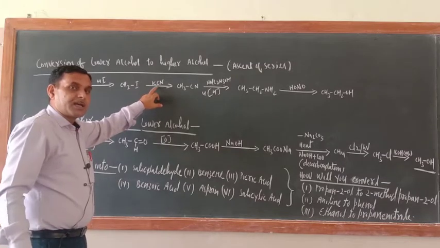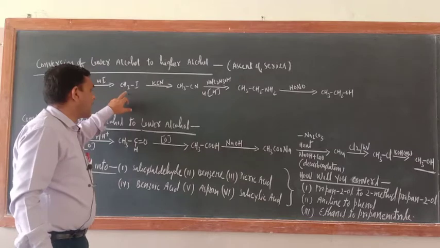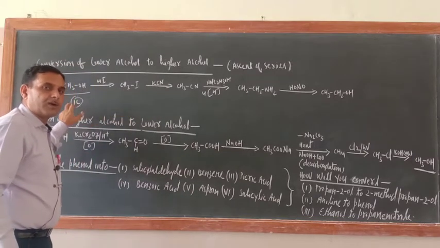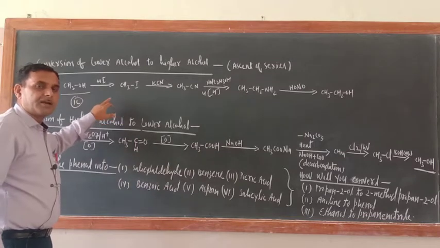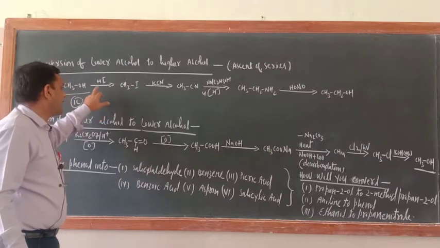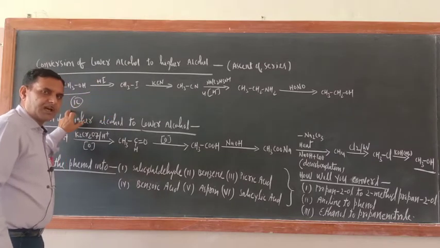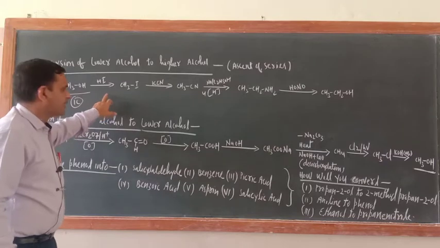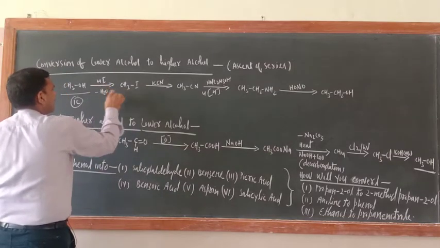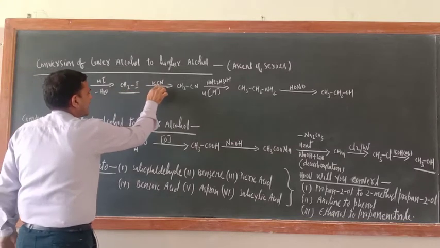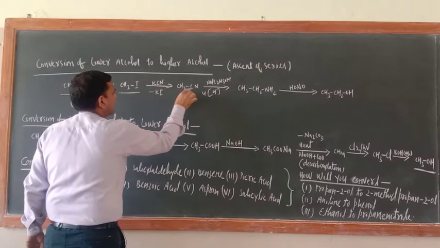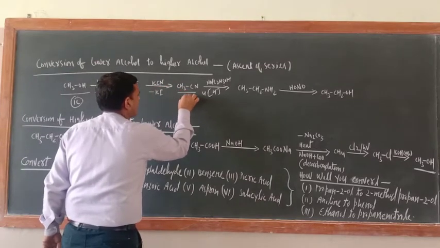But remember, KCN reacts only with alkyl halide, so first the alcohol should be converted into alkyl halide. How can alcohol be converted into alkyl halide? When it is treated with hydrogen halide: HCl, HBr, HI. So methyl alcohol treated with HI, minus H2O, gives methyl iodide. Now you treat it with KCN, and you get KI and CH3CN.